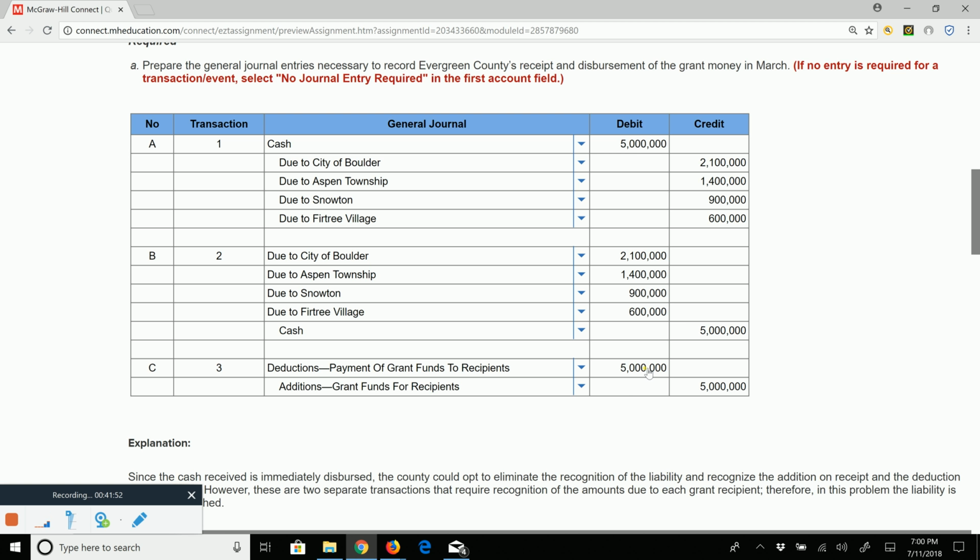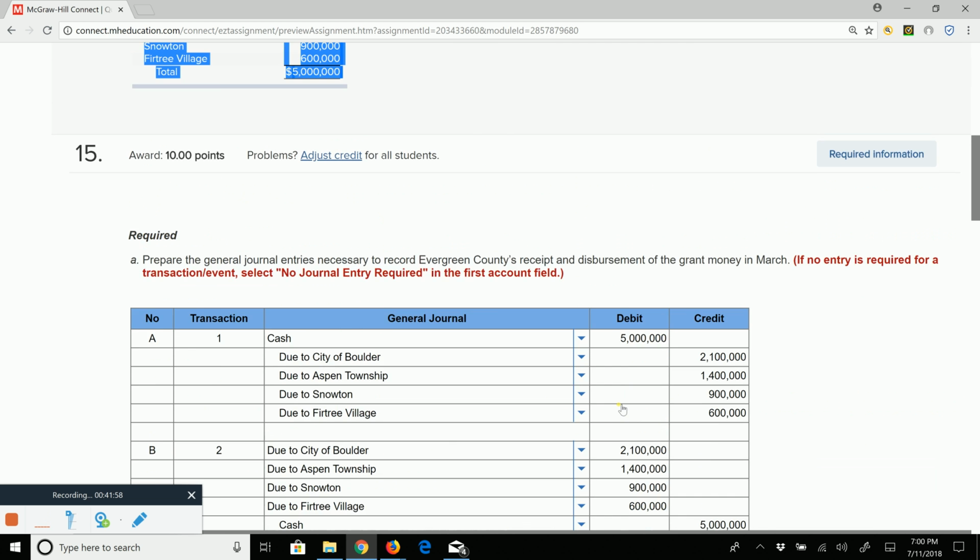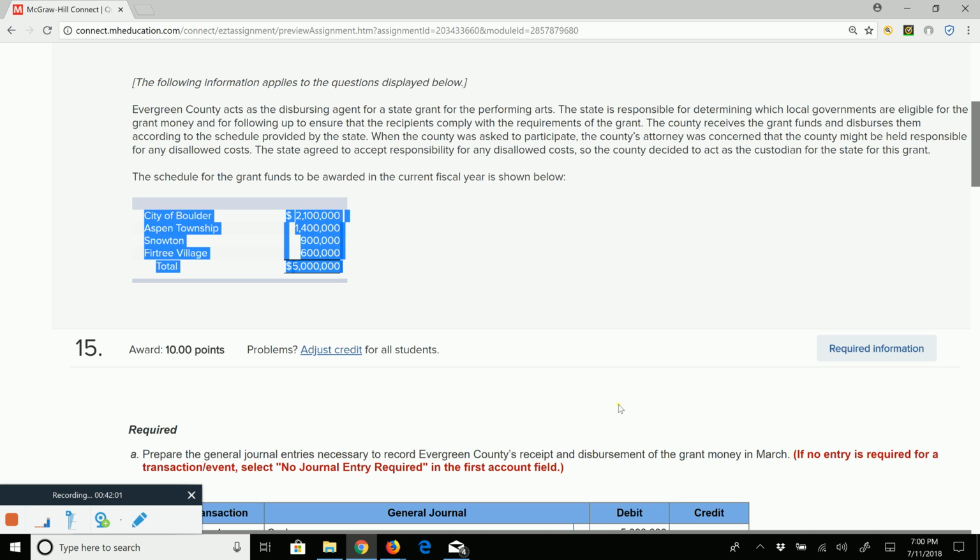One last thing that I want to talk about in this particular transaction is this. I'm going to throw a what if question at you. What if the county decided to accept responsibility of monitoring the recipient's spending of their award and making sure they're in compliance with the grant contract and all that stuff? Well, at this point, it's no longer a custodial fund. At this point, when the money is received from the state, they're going to record it probably in the general fund as revenue. And then when they disperse it out to the participating governments, they would record an expenditure. So it depends on what's going on here.